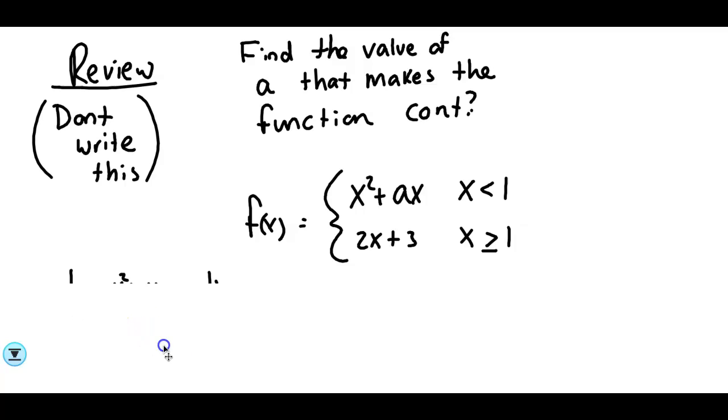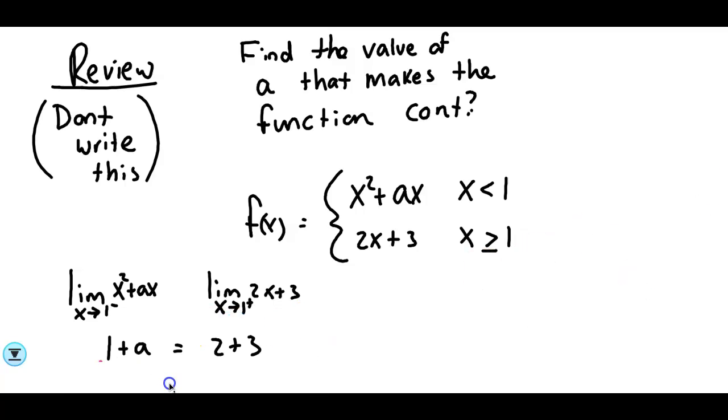So what we do then is we find the limit from the left, which would be x squared plus ax, and we find the limit from the right, which would be 2x plus 3, where we plug in this boundary point where they connect, which is 1. If you were to plug in 1 there, you would end up getting 1 plus a equals 2 plus 3. And if you solve for a, you're going to end up with 4. And so a would have to equal 4 in order for these two pieces to connect, and we would end up with a continuous function, right? That's something that we did a little while back.